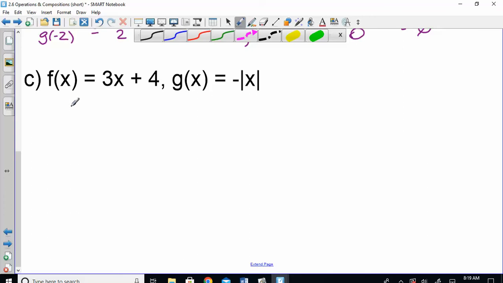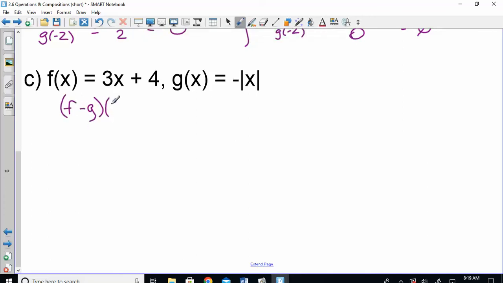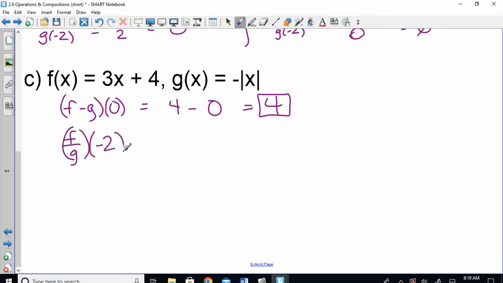All right. So f minus g of 0. If you put a 0 into f, you get 4. If you put a 0 into g, you get 0. 4 minus 0 is 4. F divided by g of negative 2. If you put a negative 2 into f, negative 6 plus 4 is negative 2.